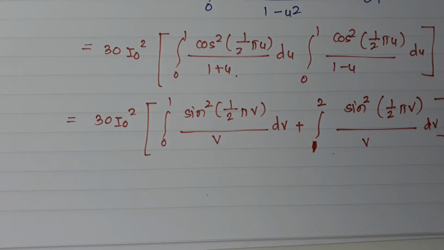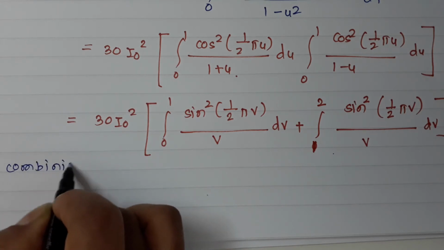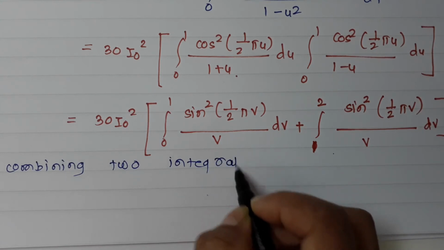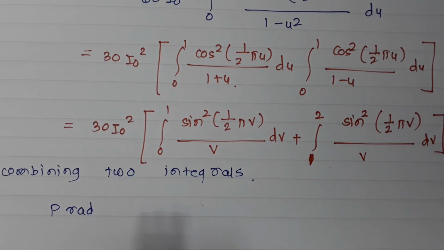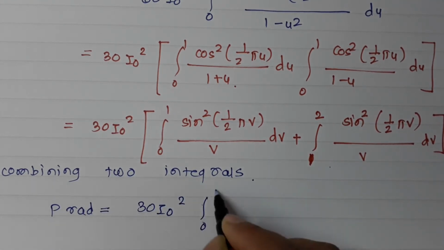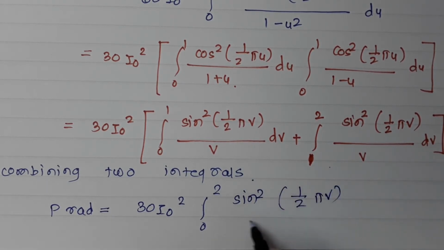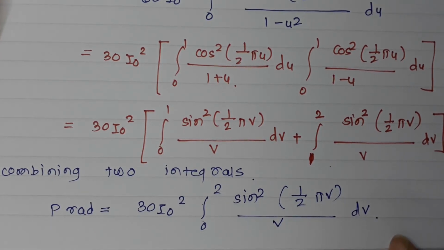Now combining the two integrals, if you combine both integrals, P radiated in this particular equation will be 30 I0 square 0 to 2 sine square (1/2 pi v) divided by v with respect to dv. Now let us change the variables here.